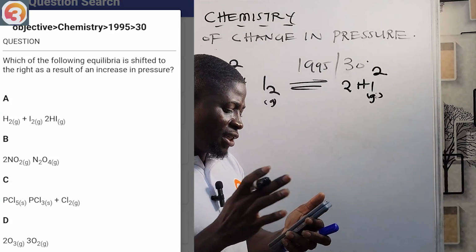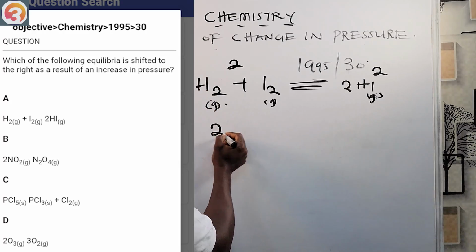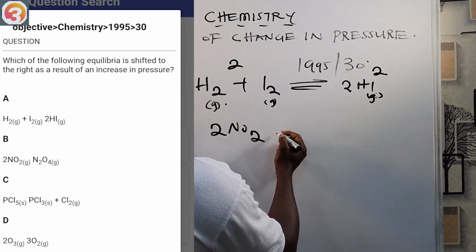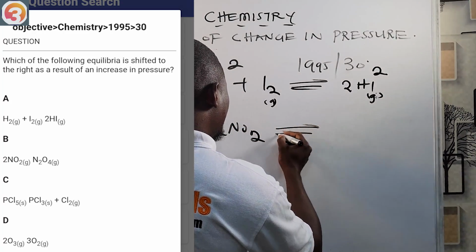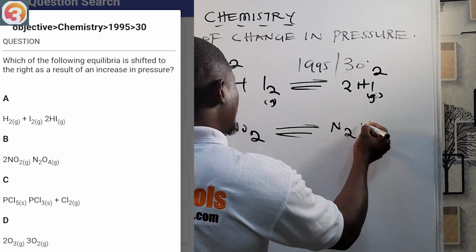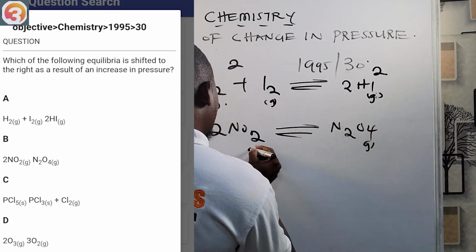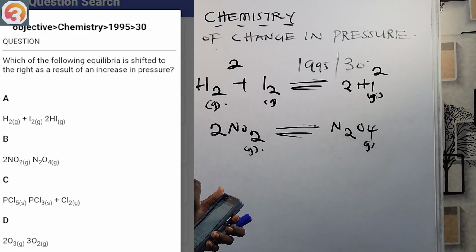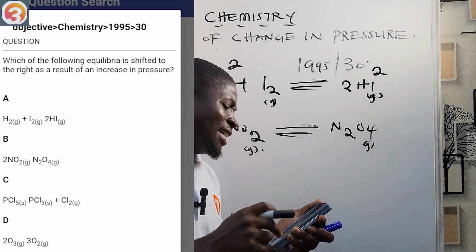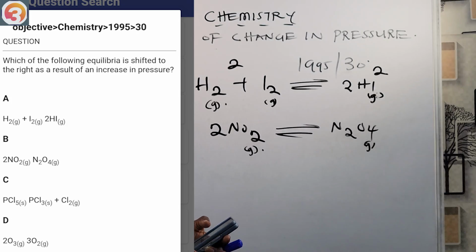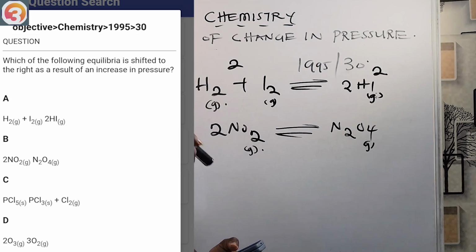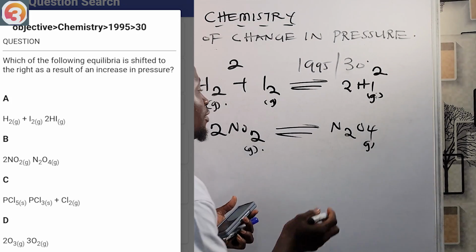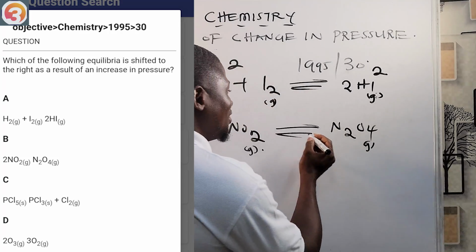Now let's see the second option. We're having 2NO2 to give N2O4 gas. This is also a gas. Now, they said which of the following equilibria is shifted to the right as a result of increase in pressure? If I increase pressure, that means it favors the side that has less volume. Which side has less volume here? N2O4. It will shift to the right.